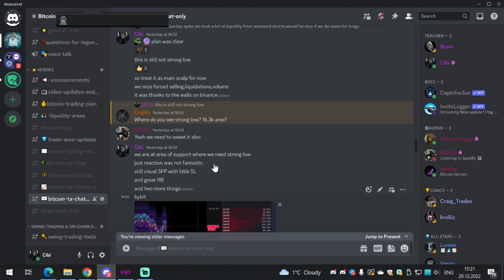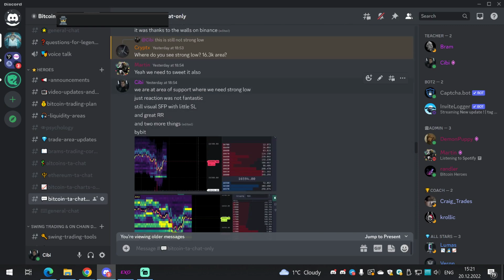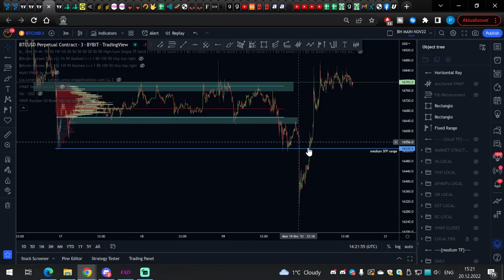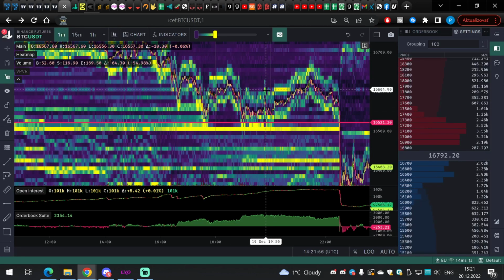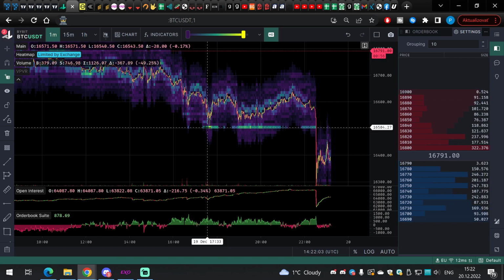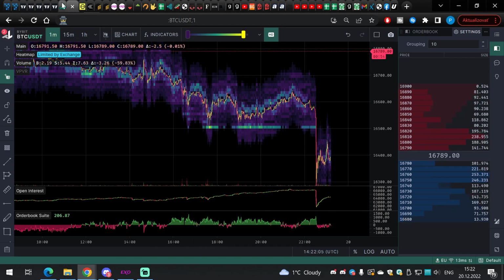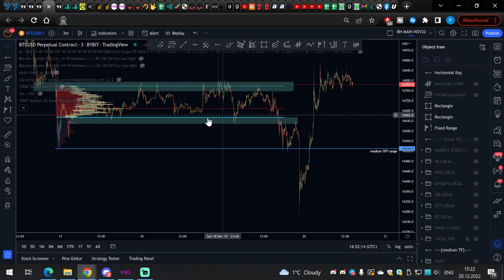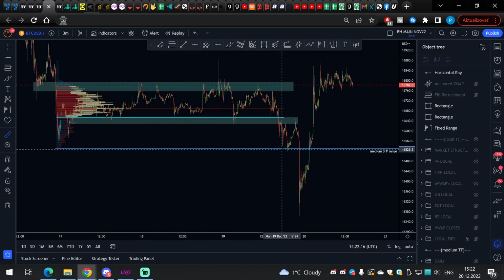So let's go over here. I said this is still not a strong low, so treat it as a main scalp for now. We missed selling liquidation volume. We are at an area of support and we need a strong low. This whole area, we've got more supports there. While I was taking this scalp with Tradinglite, I was taking some smaller scalps as well. There were very nice walls on Binance, helping to stabilize the low, and also on Bybit. They go hand in hand. This was a really nice scalp. You can see the bounce was how much?